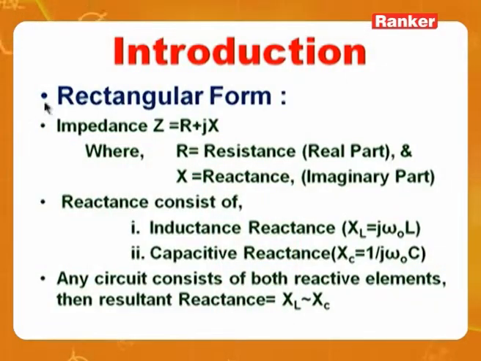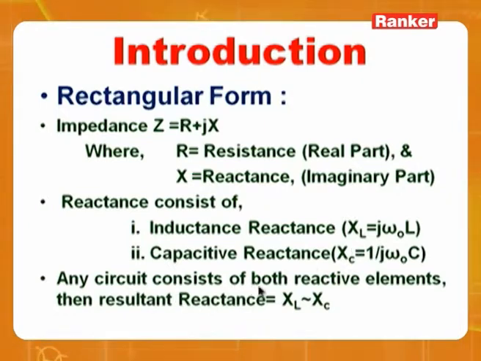Now let's see the introduction. In introduction, the first thing is rectangular form. For example, if there is an impedance called R plus jX, R is a real part, X is a reactance part, and if the reactance is due to inductor, j omega L, due to capacitive, 1 by j omega C. So this is reactance of inductor and capacitor.